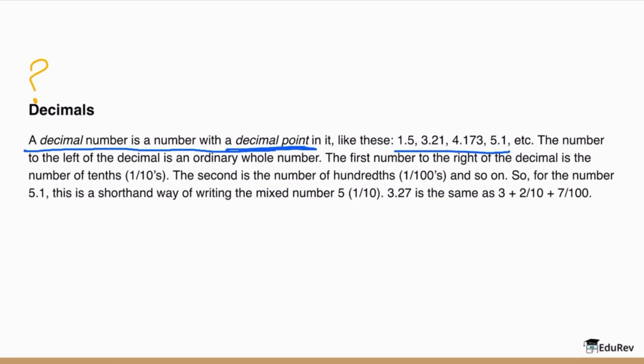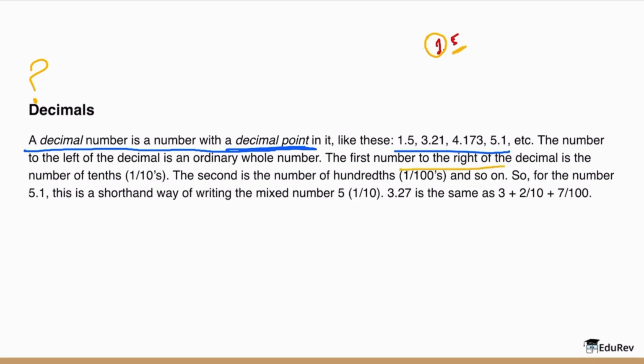Now did you notice one thing? When I said 3.21, I said 2 and 1 as separate digits. I did not say twenty-one, because this is not the way we say the numbers after the decimal. All the digits after the decimal have to be considered individually. The number to the left of the decimal is an ordinary whole number. For example, in 1.5, 1 is the whole number and 5 is the decimal part of that number.